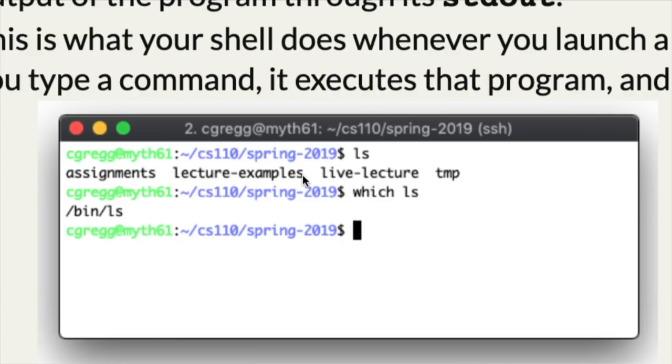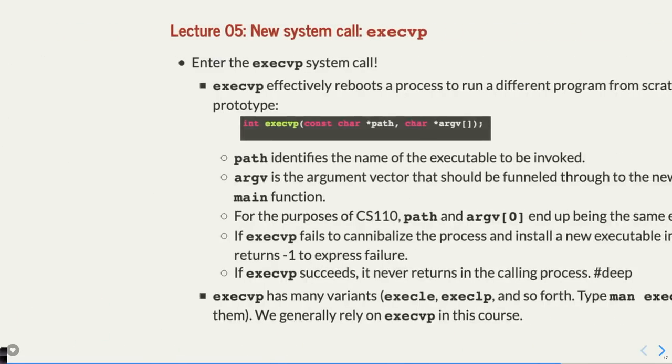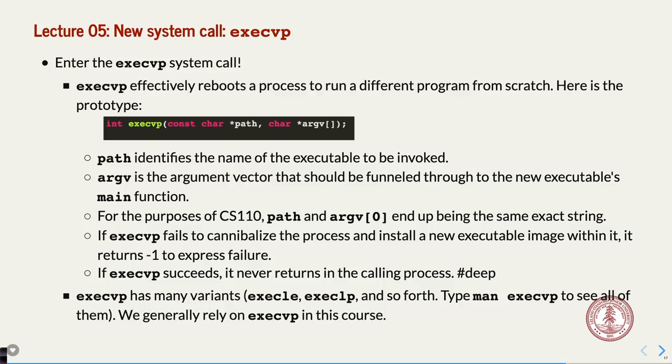That's what's happening with the shell. So the shell is doing exactly this. It's doing what we call forking, and then execvp, which is another system call. And this system call does the following. It basically reboots the process with some other program.